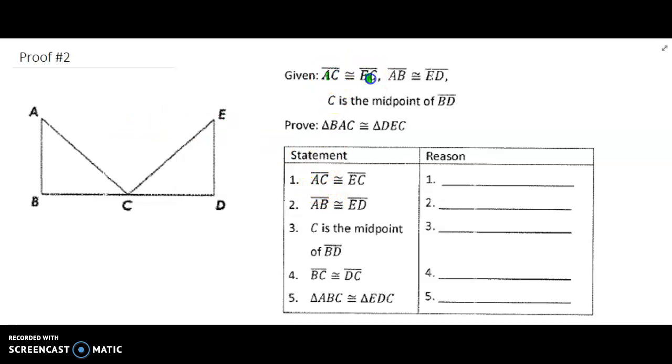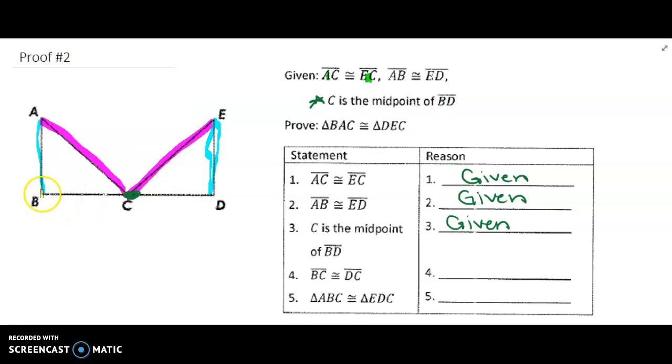All right, so we're given that AC is congruent to EC. So this here is given, and I'm going to mark it AC and EC. And then we're also given that AB is congruent to ED, which is right there. So that is also given. And then we're also given that C is the midpoint of BD. So C is the midpoint of BD.